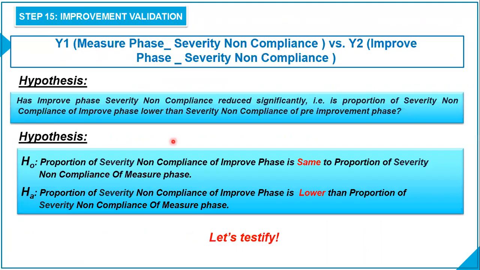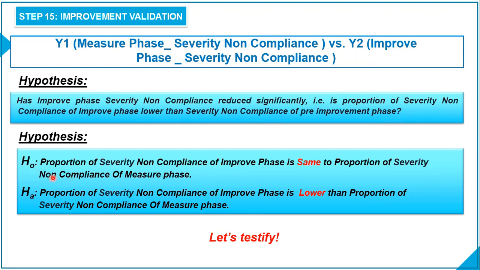So this is the hypothesis they said. Y1 is measure phase data for severity non-compliance versus Y2 improve phase severity non-compliance data. So what is the hypothesis they said here? Has improve phase severity non-compliance reduced significantly? That is, is the proportion of severity non-compliance of improve phase lower than that of the pre-improvement phase?